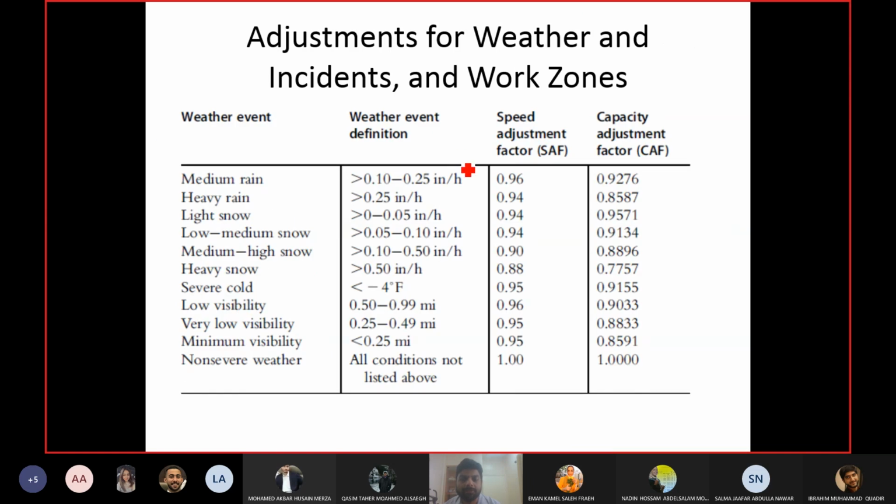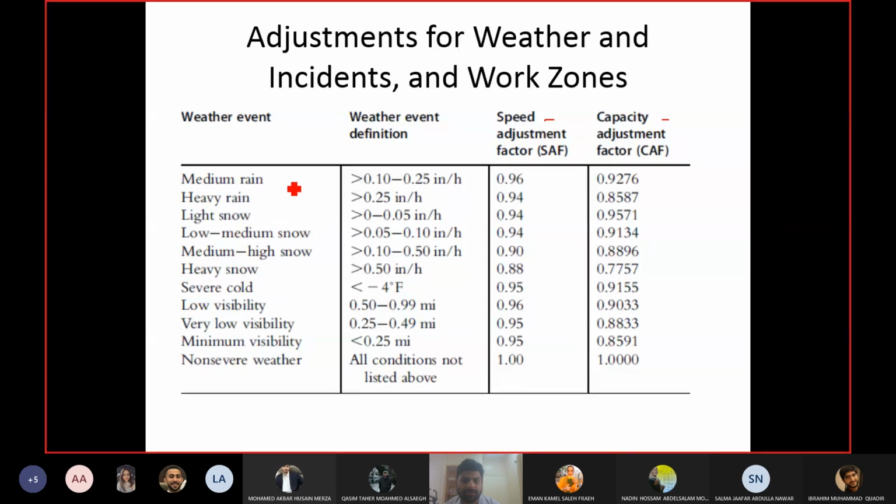Okay, then we talked about the adjustment factors, right? We will look at the adjustment factors for weather, incidents, and work zones. Each of them has an adjustment factor. So you can see these are the adjustment factors for weather: adjustment factor for speed and adjustment factor for capacity. These are the values. These are the different weather conditions, and these are the definitions of these conditions in terms of numbers.